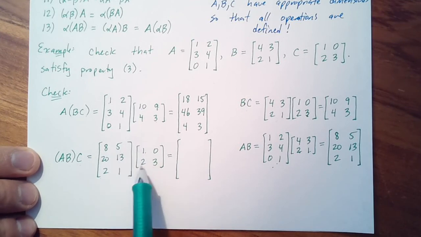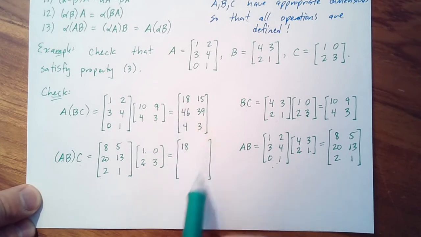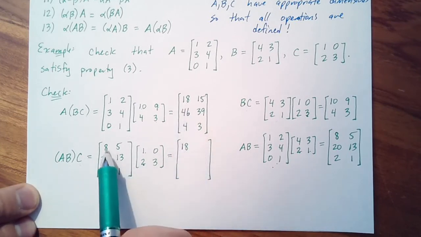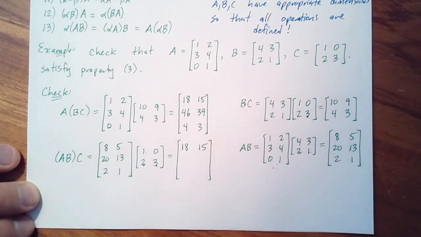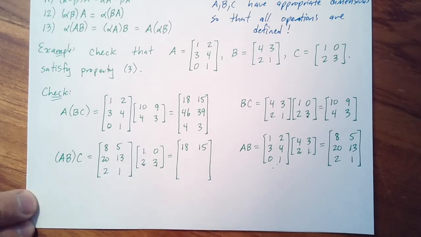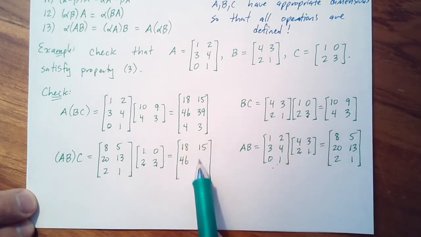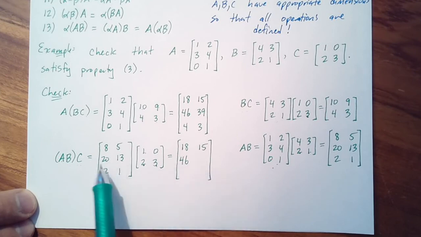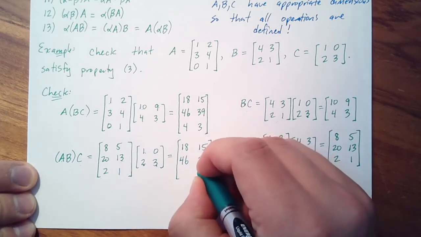8 times 1, 5 times 2, that's going to be 8 plus 10, which is 18. So far so good. That matches up with the 18 up here. We're expecting all of these to be the same, but let's check them. Here if we go 8 times 0, 5 times 3, that's going to be 0 plus 15, which is 15. For the second row, 20 times 1 and 13 times 2, that's what? That's 20 plus 26, which is 46. Our third entry, the second entry in the second column, we'll have 20 times 0 and 13 times 3, so that's going to be 0 plus whatever 3 times 13 is. So 3 times 10 is 30, and 3 times 3 is 9, so you have 39 here.